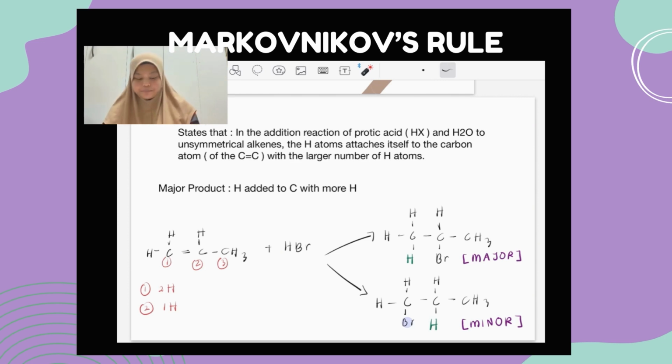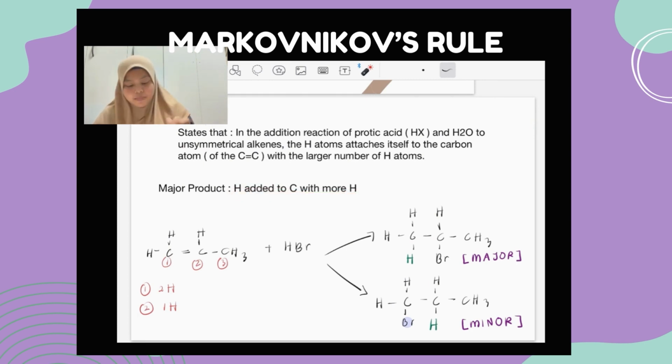Markovnikov's statement. Markovnikov's rule states that in the addition reaction of protic acids HX, for example HCl, HBr, and H2O, to unsymmetrical alkenes, the H atom attaches itself to the carbon atom with the larger number of H atoms. So we want to know the major product first. If we want to know the major product, H is added to the C atom with more H.